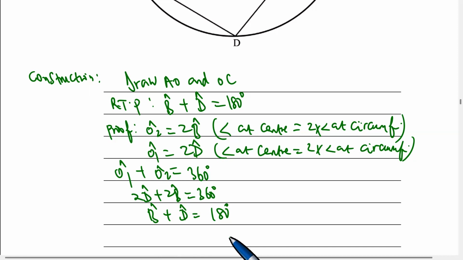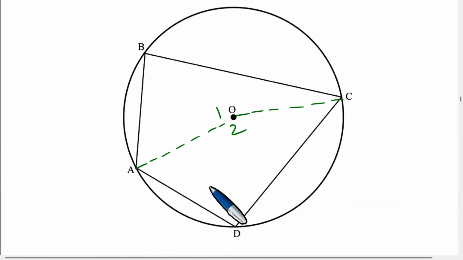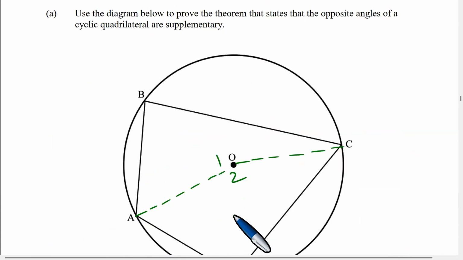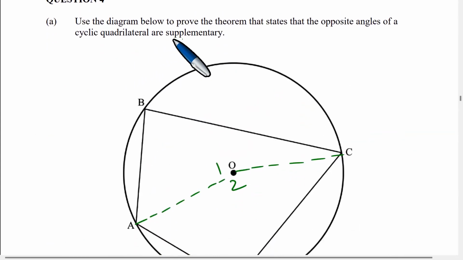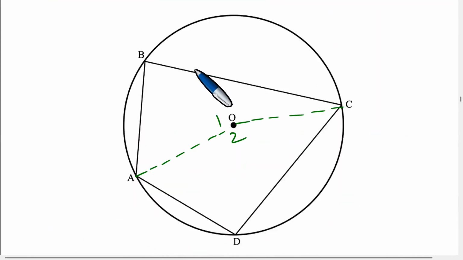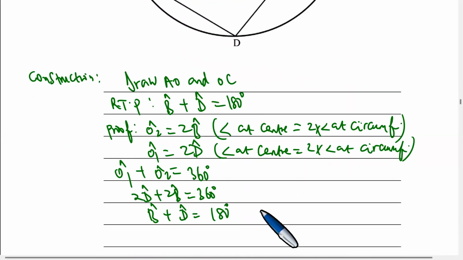So we proceed now. Angle B plus angle D is 180 degrees, and we've proven that. The question was to use the diagram below to prove the theorem that states that the opposite angles of a cyclic quadrilateral are supplementary. We decided to perform a construction and prove that the angles B plus D sum to 180 degrees. There it is, and we're done.